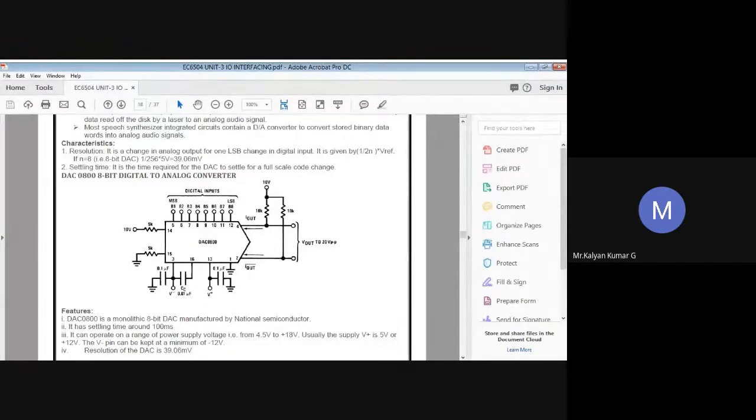As we discussed in A to D, the simplest type of A to D is the successive approximation type. Here also, a basic component of a DAC is a resistor network. That's what we have shown in this diagram. I'm going to consider a resistive network with appropriate values, switches, and in addition to that, we need a reference source and a current to voltage converter. All these are needed.